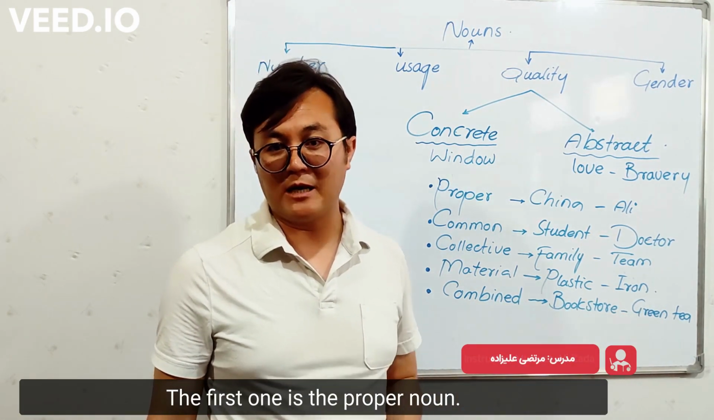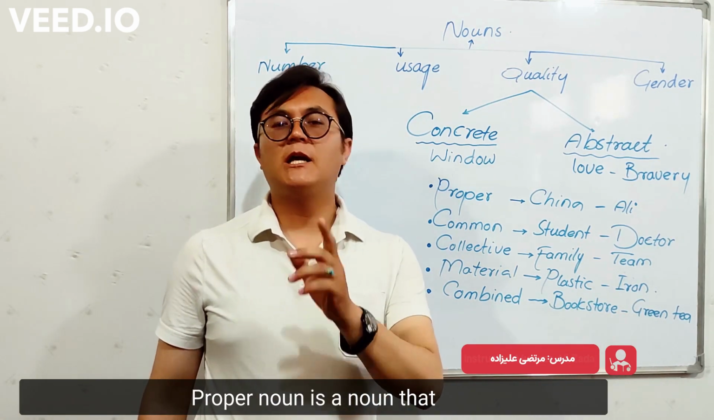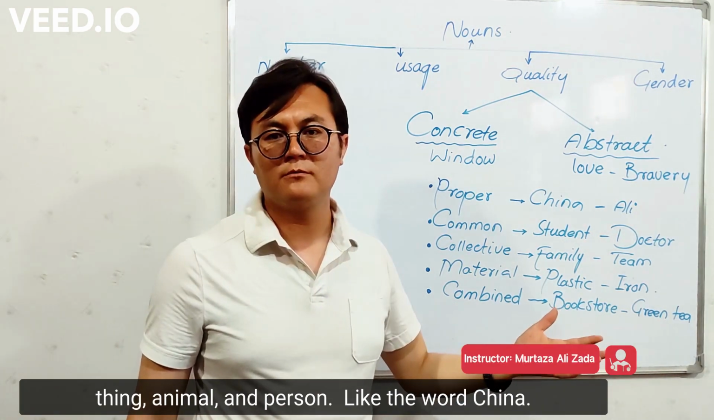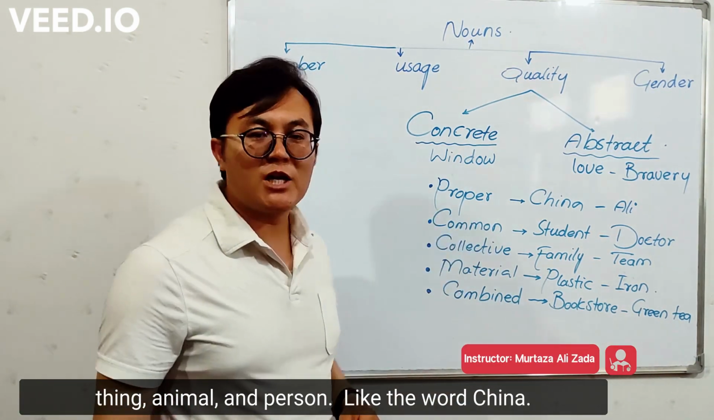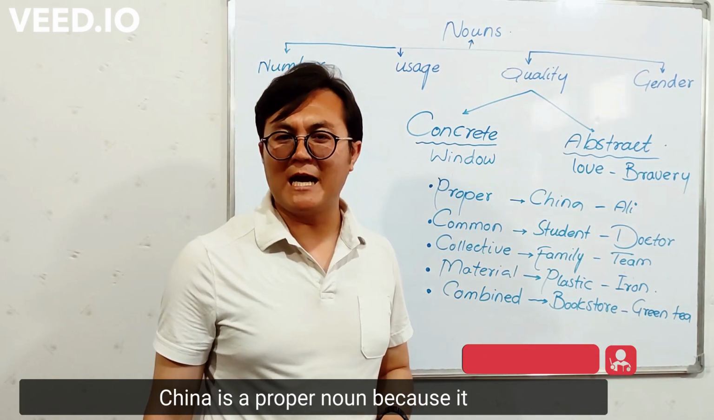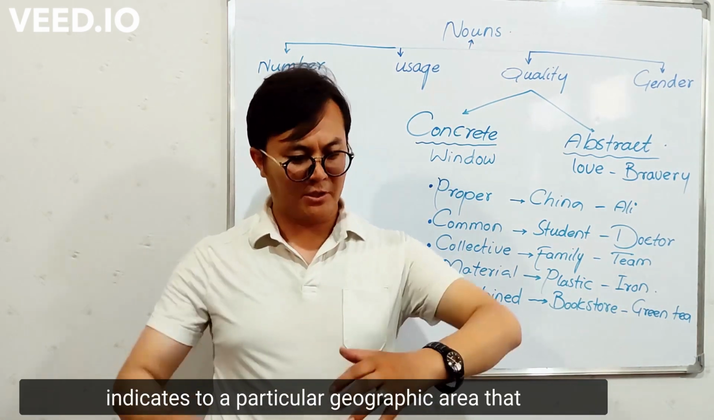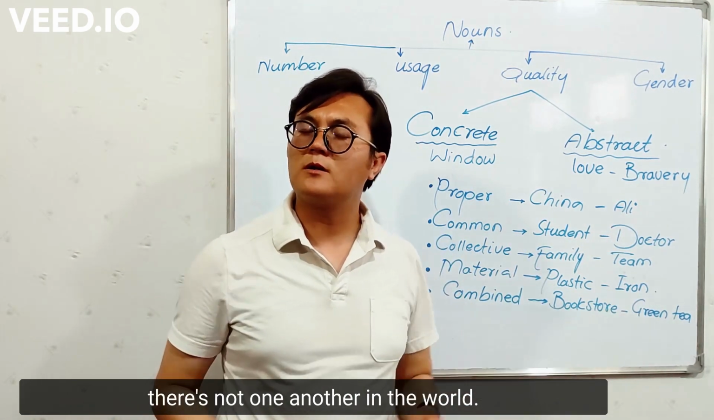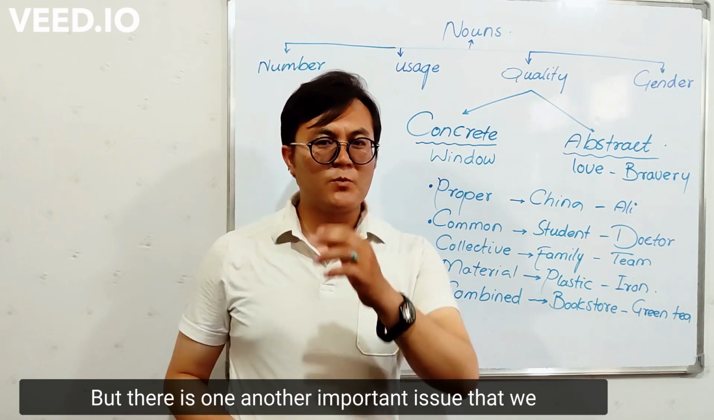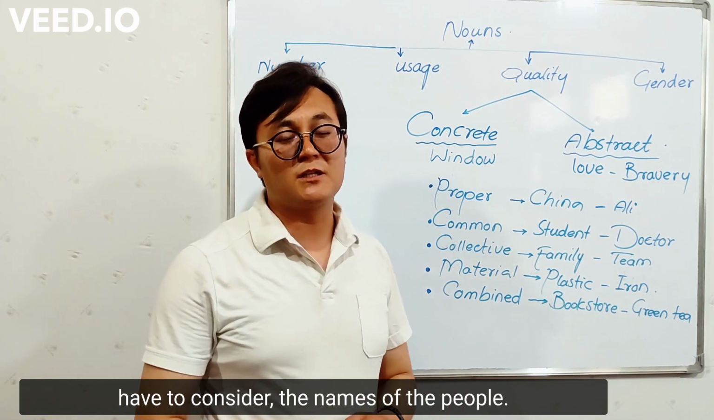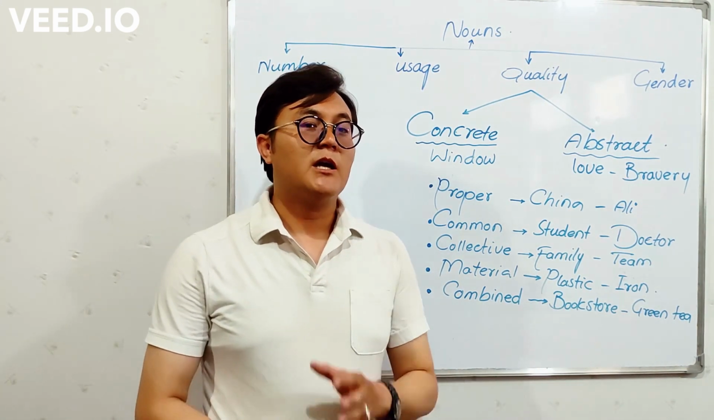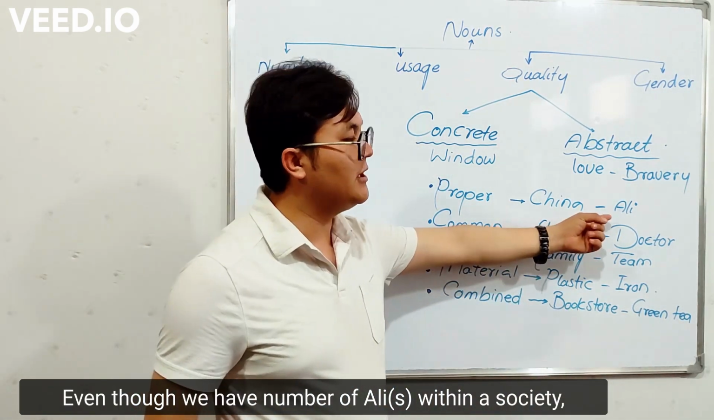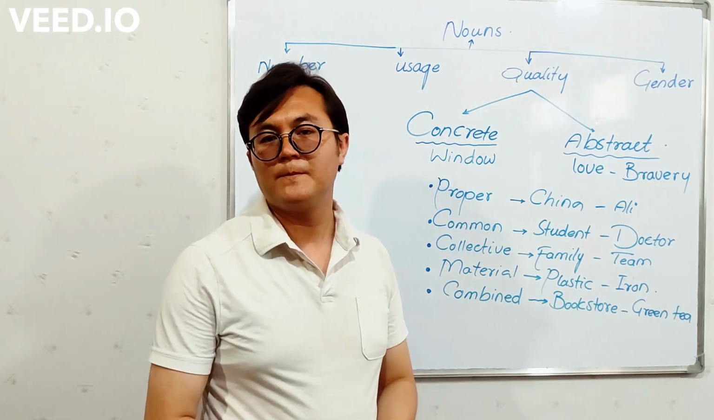The first one is the proper noun. A proper noun is a noun that indicates a particular place, thing, animal, or person. Like the word China. China is a proper noun because it indicates a particular geographic area that there is not another one of in the world. But there is another important issue that we have to consider: the names of people. Names of people are called proper nouns, even though we may have a number of people with the same name within a society.